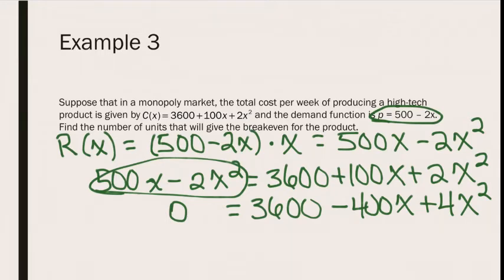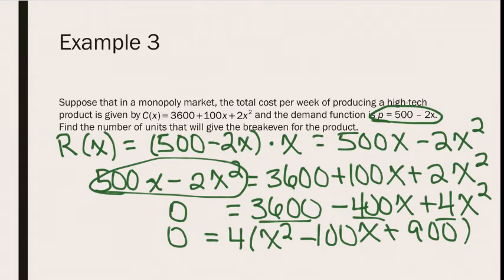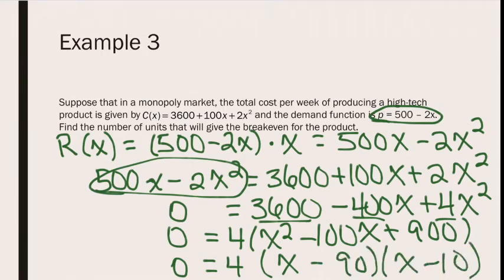The first thing we want to do is factor out the common factor of 4, because we see that 4 goes into each one of those coefficients. At the same time, I'm also going to rewrite it in descending order to help us factor it. And then all we're left with is factoring the x squared minus 100x plus 900. That's going to factor into x minus 90 times x minus 10, since negative 90 and negative 10 multiply to positive 900 and add up to negative 100.